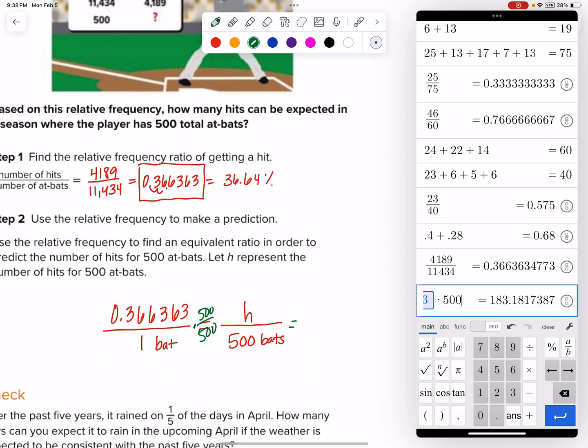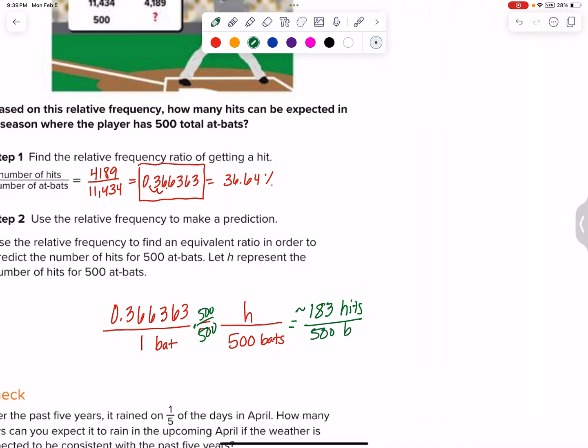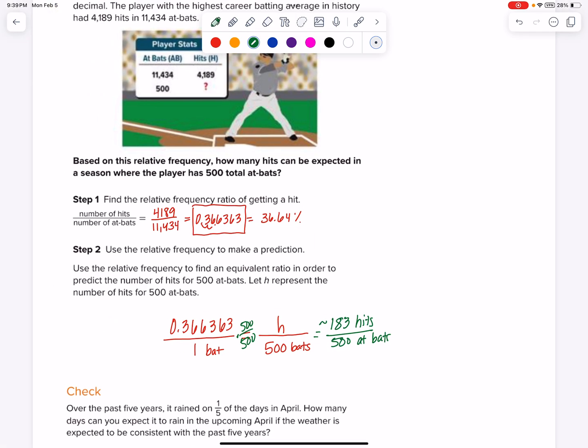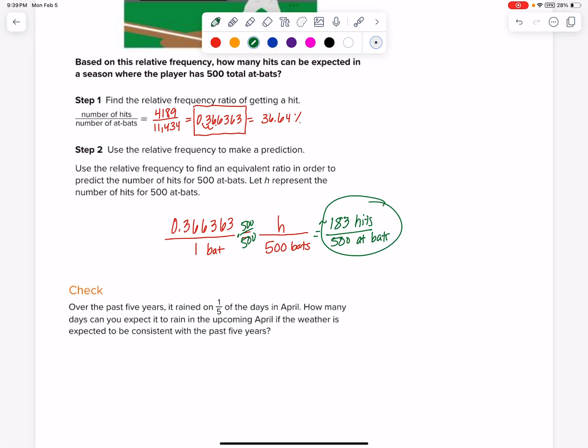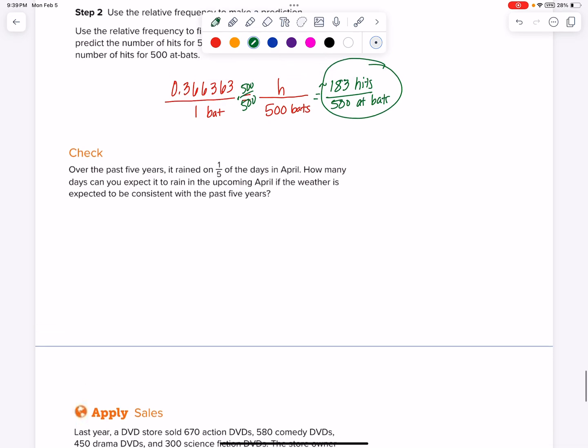So the amount of hits for 500 bats should be 183, and we can't really have part of a hit, so we would have approximately 183 hits for 500, and let's write at-bats. All right, so there we go. There's our answer right there. All right, let's go ahead and do this check together.